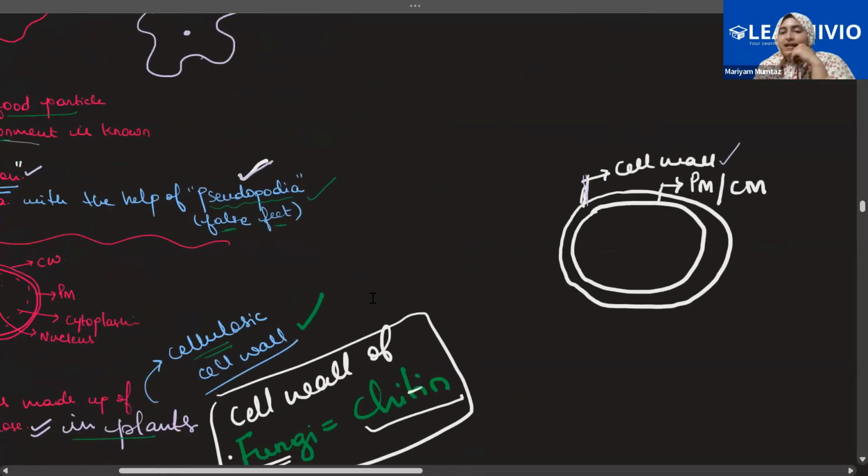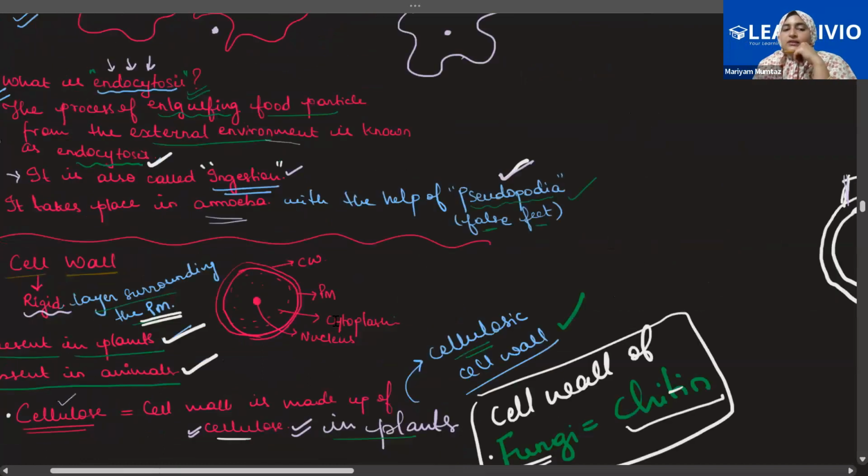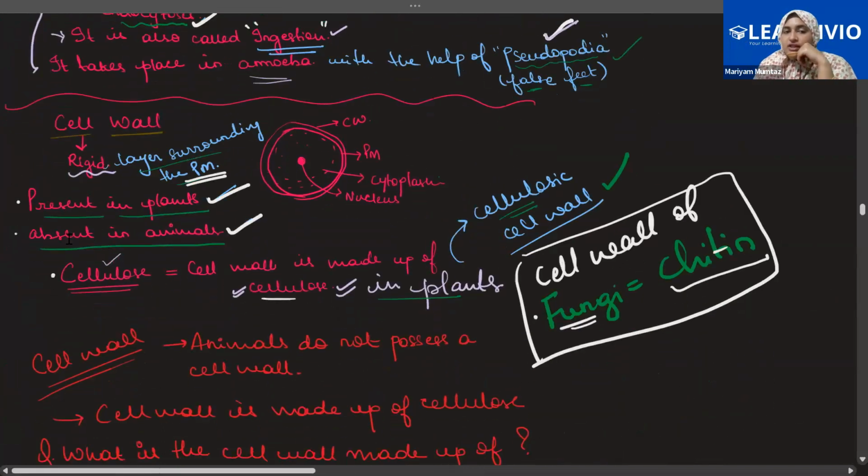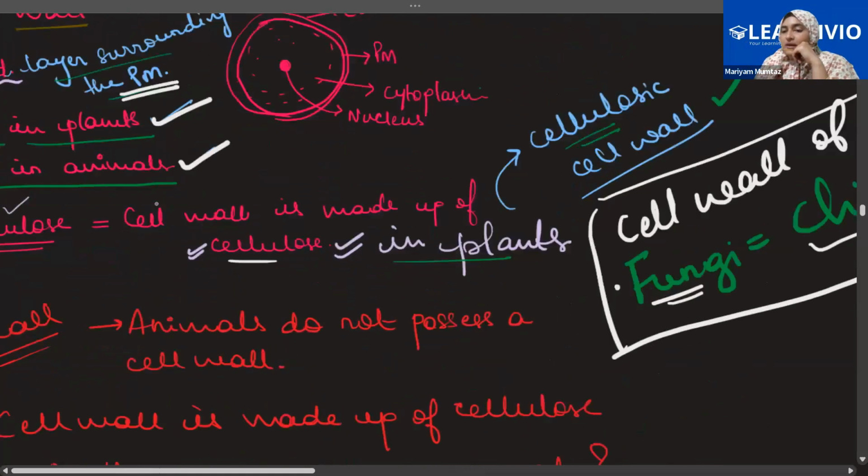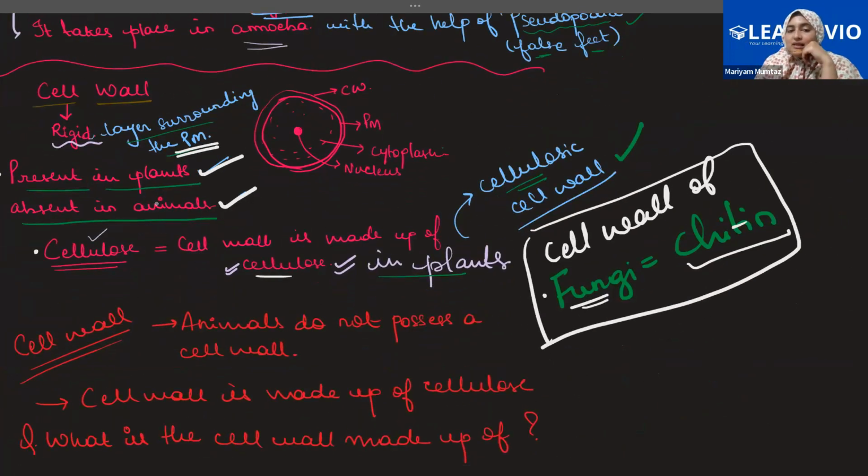So the outermost layer that surrounds the plasma membrane is the cell wall. Now the cell wall is a very rigid layer, and remember this one thing: it is always present in plants, but it will always be absent in animals. It will never be present in animals. Apart from plants, bacteria and fungi also have a cell wall.